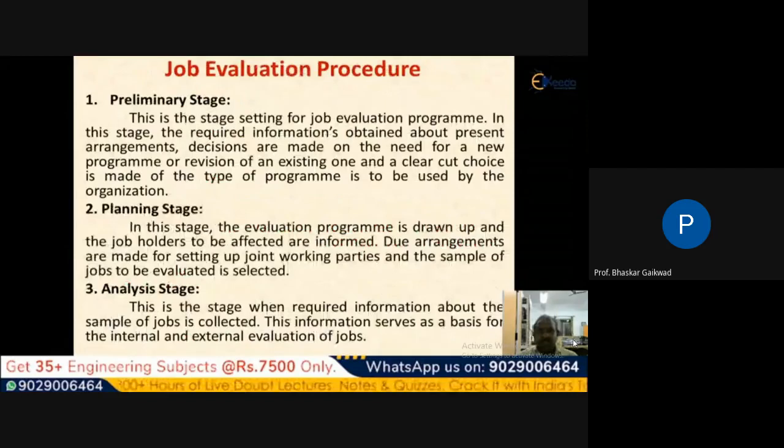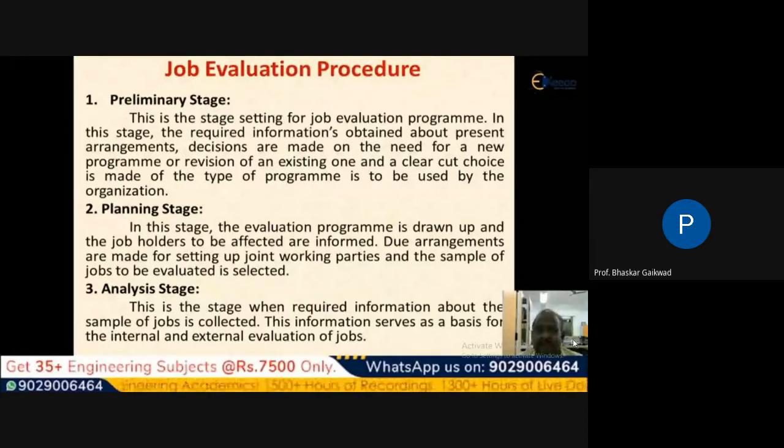What are the procedures? So here I have different stages of job evaluation. The first one is going to be the preliminary stage. In this stage, the required information, the arrangements being made, the decisions made, what resources are available, how this program has to be done, and what methodology I am going to adopt for this job evaluation, all this I am going to decide. So this is just the starting.